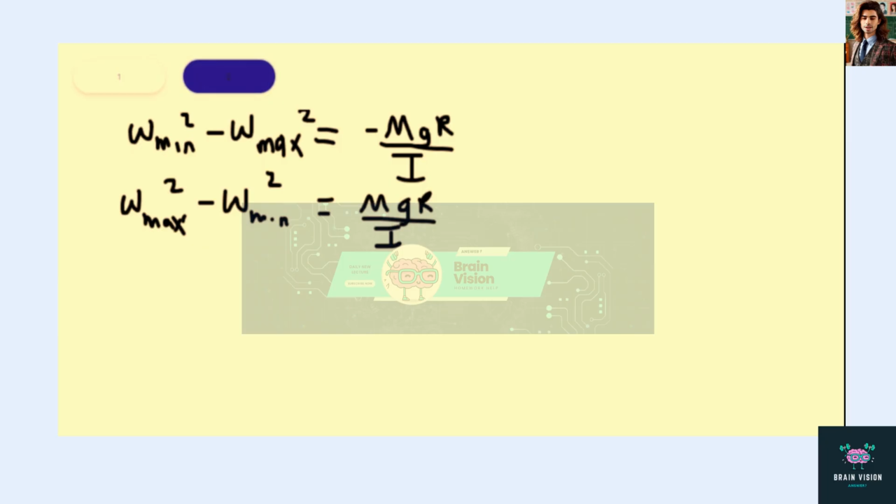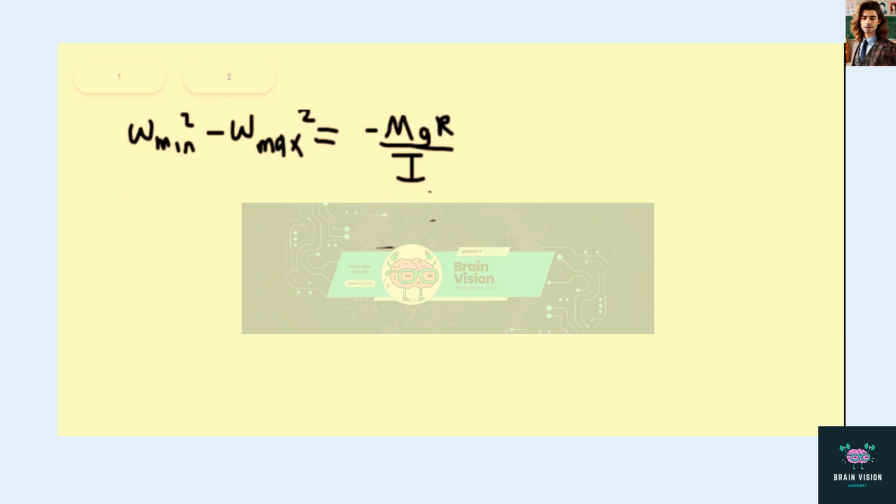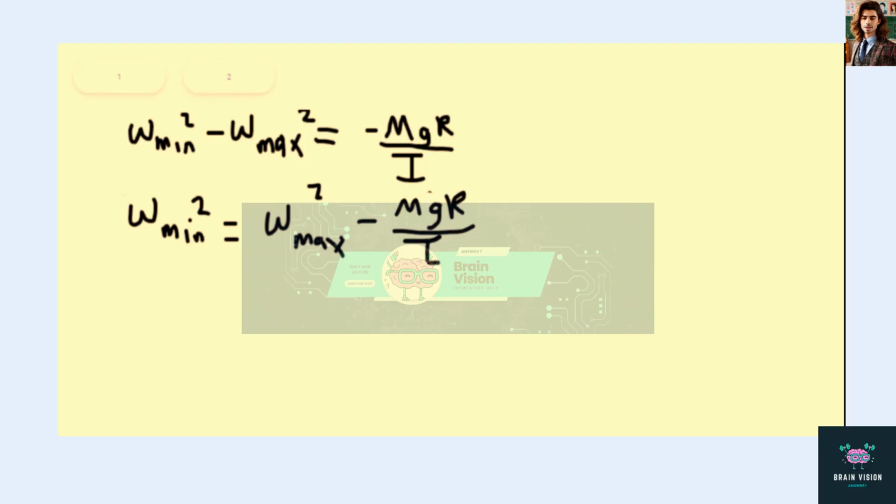So find an expression for omega min. Well, I shouldn't have done that because I'm trying to figure out min. So let's go back. All I have to do is add omega max squared on both sides. So omega min squared is omega max squared minus mgr over I. And then I just take the square root of both sides.